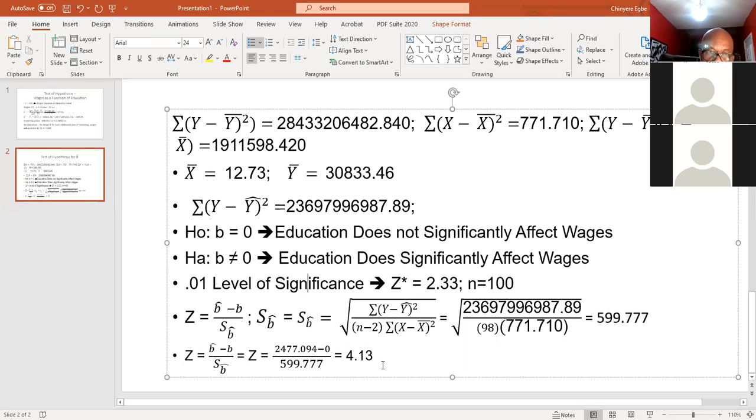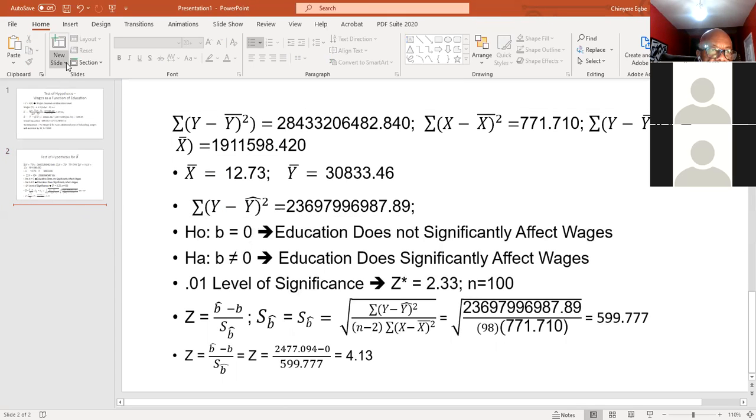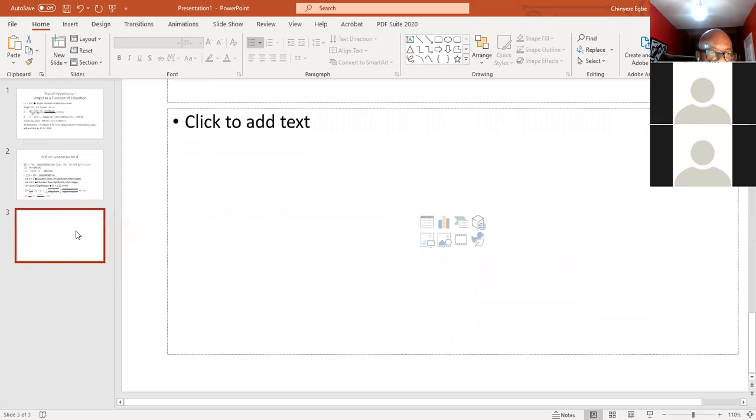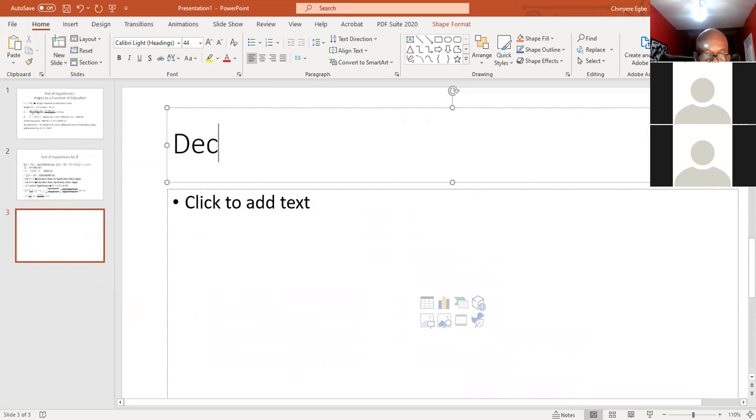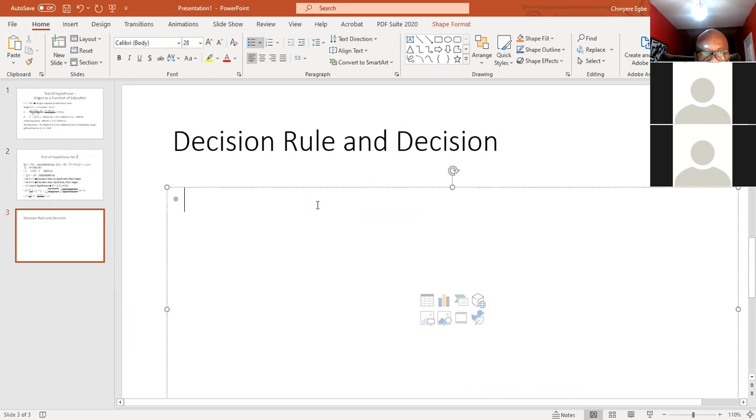It's greater than Z star. If Z is greater than Z star, we reject the null hypothesis. So I'm going to copy that. I'm going to put it right here. So decision rule and decision.